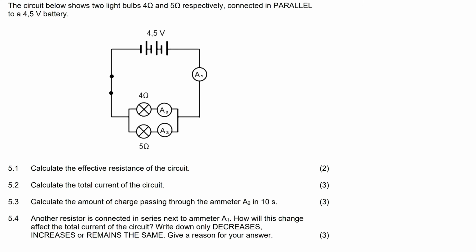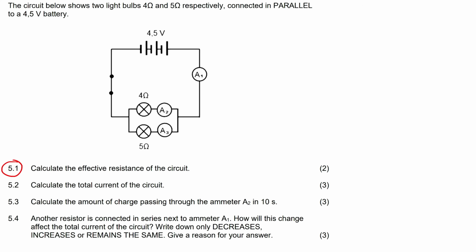The circuit below shows 2 light bulbs, 4 ohm and 5 ohm. Here we've got 2 light bulbs connected in parallel. Let me just explain what we have here. Here we've got a 4.5 volt battery, so these are just cells. Here we have the light bulbs, and these devices here are just ammeters. They are just measuring, and here's another ammeter. Those things are just measuring the current. They're not doing anything besides measuring. And then here we have our cells.